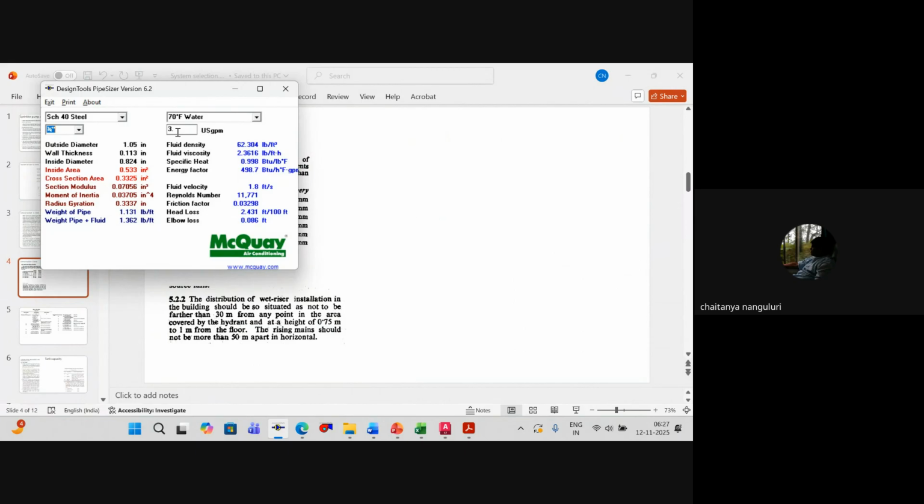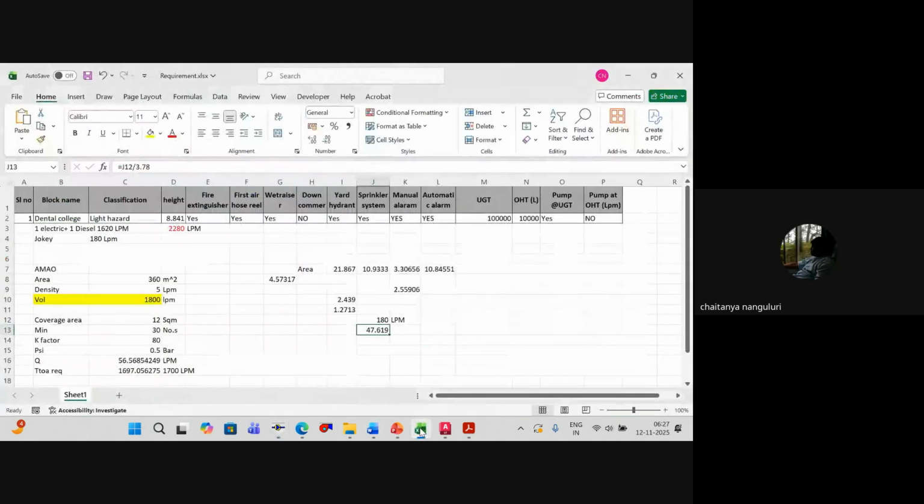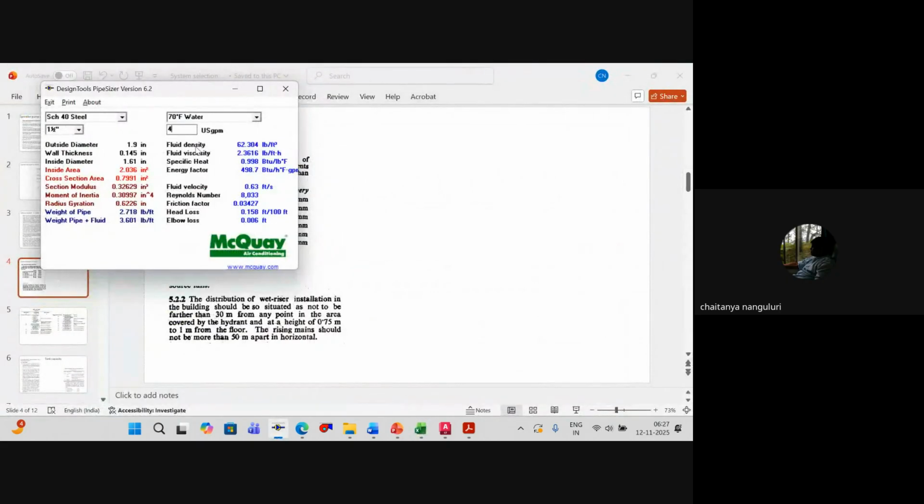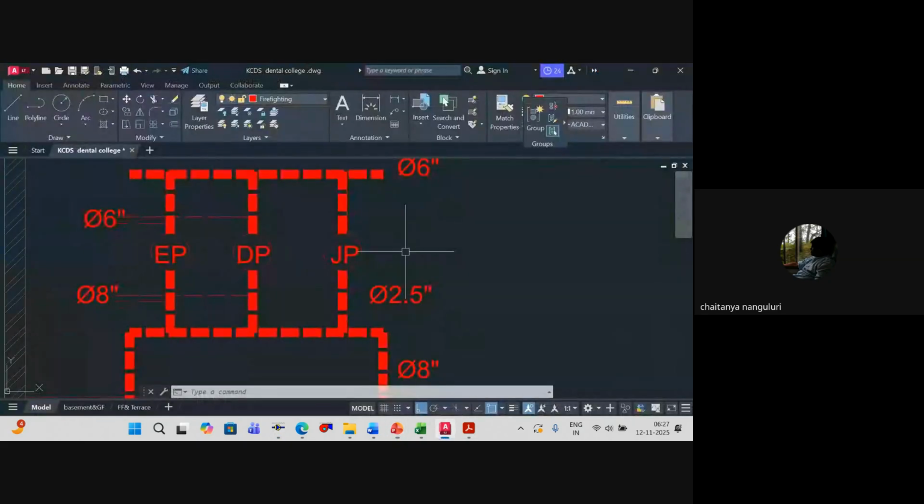1.5. Sorry, what is the size? This one. What is the flow rate? 47, 7.41. So we can either go for 2 inches or 1.5 inch. Clear? Okay. So 1.5 inch means it will be how much? 32 mm dia, right? 40. Oh, 40 mm, sorry. So either we'll go for 40 mm or 50 mm dia.